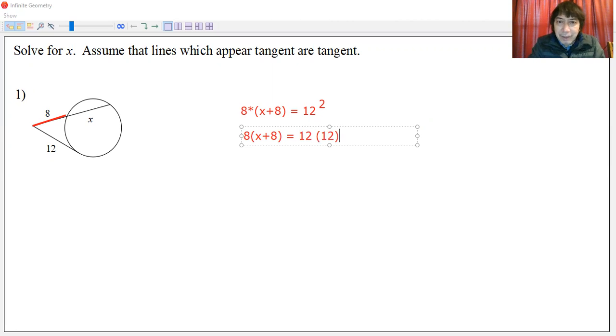Like this. And so we will continue by dividing both sides. We will divide this by 8, and we will also divide this by 8 like this. So this will be divided by 8 like that. And so this 8 cancels out with the 8, and the left side will only be x plus 8.